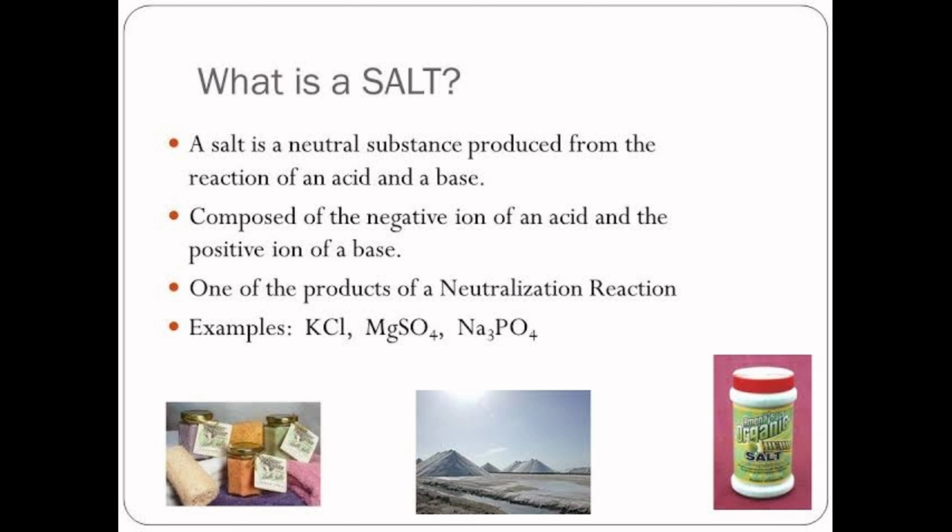So children, the compound which is formed due to the neutralizing reaction between an acid and a base is called salt. So salt is a neutral substance produced from a reaction of an acid and a base. It is composed of the negative ion of an acid and the positive ion of a base. It is one of the products of a neutralization reaction, and examples are KCl, MgSO4, Na3PO4.